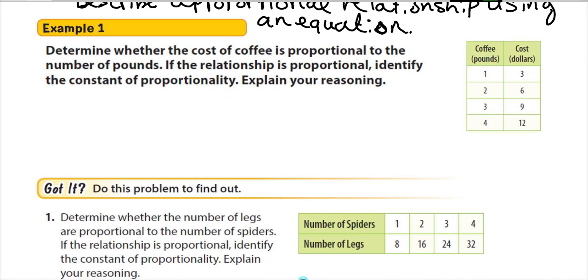All right, number one, we're going to determine whether the cost of coffee is proportional to the number of pounds. If the relationship is proportional, identify the constant of proportionality and explain your reasoning. So what does proportional mean? Proportional means we get the same fraction each time.